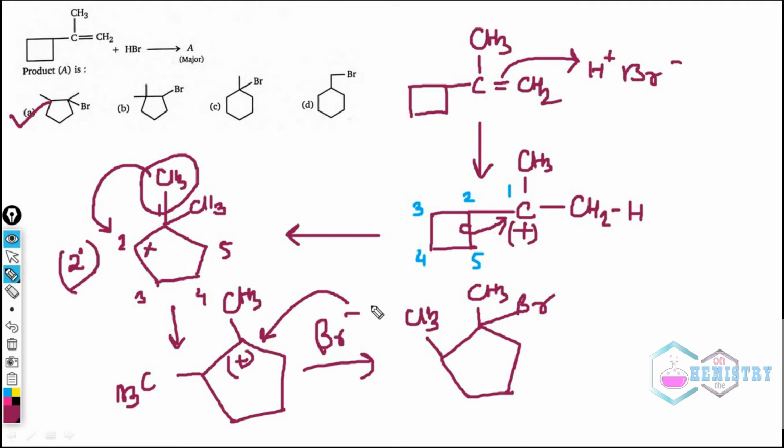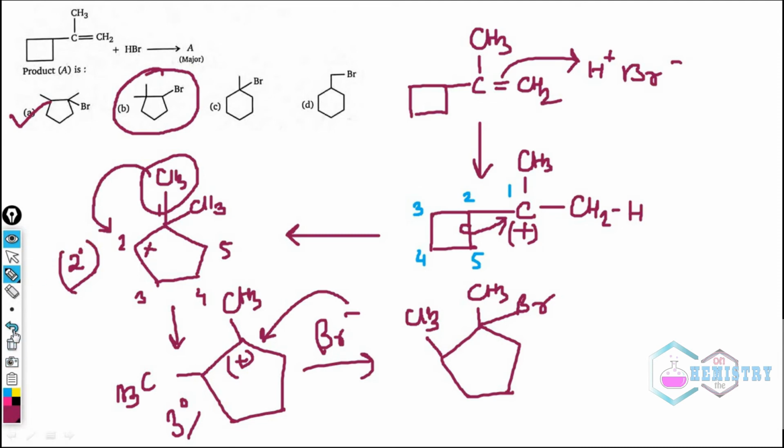Now most people will expand the ring, make a 5-member ring and attack the bromine on this carbon 2. Then they will form compound B, but this is the wrong answer, because this is a 2-degree carbocation and this is a 3-degree carbocation, and a 3-degree carbocation is always more stable. Hence, after the ring expansion, there will be a migration of the methyl group, and if you miss this step, you will get the wrong answer. So you have to keep in mind the stability of the carbocation.